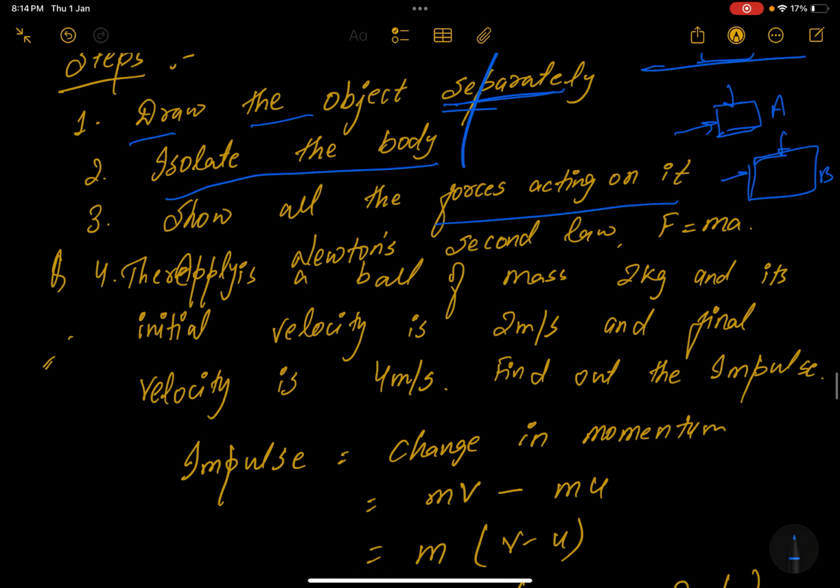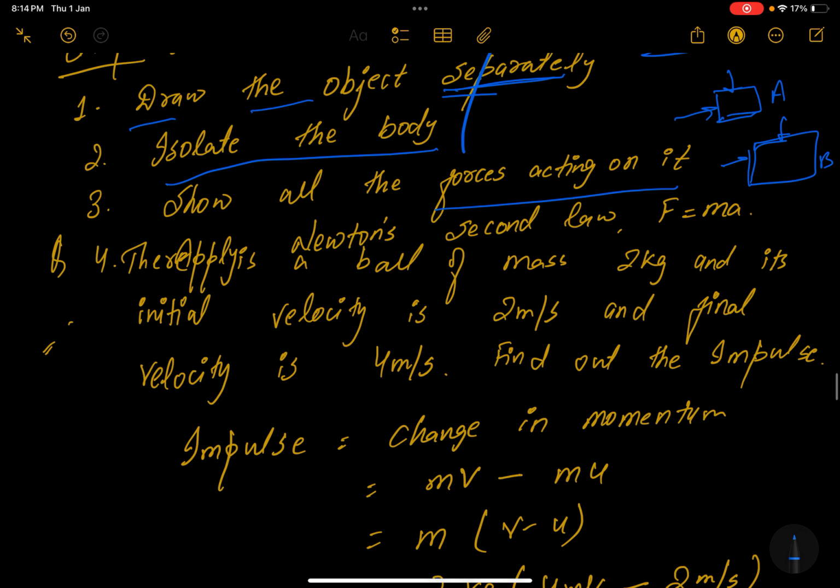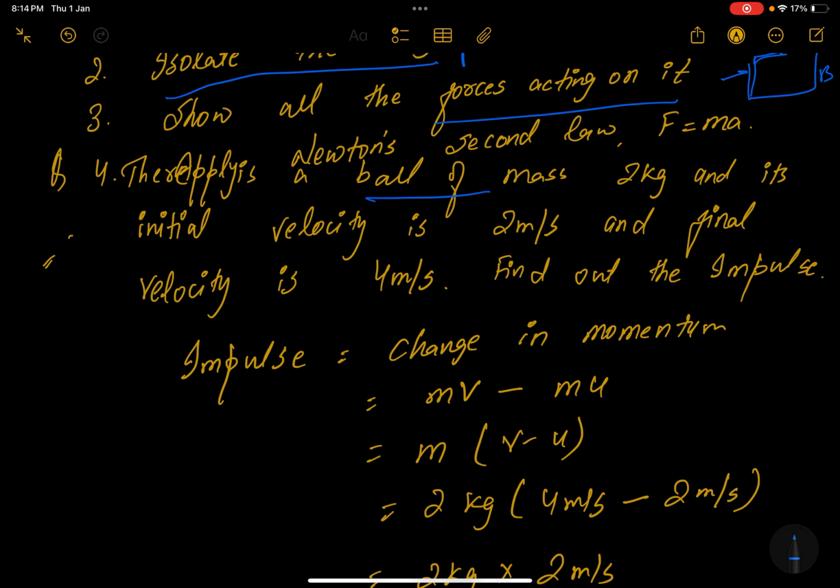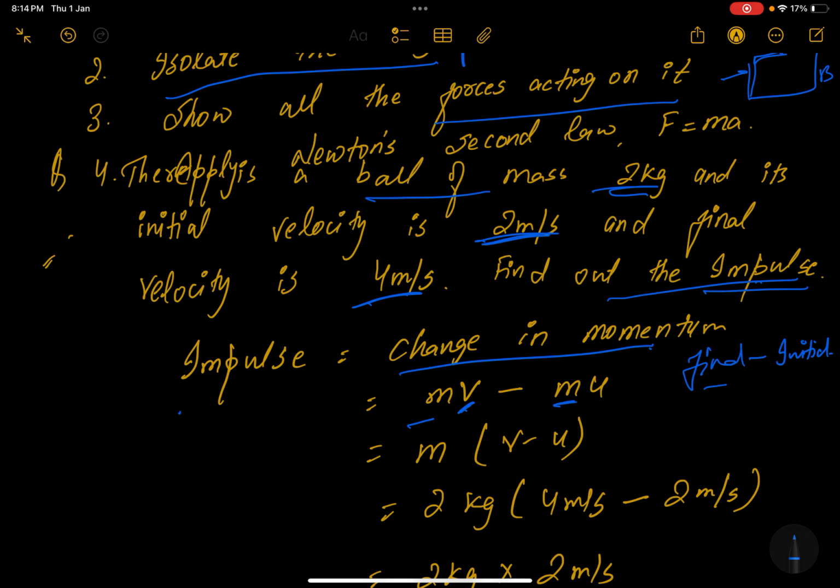So here is this question. There is a ball of mass 2 kg, its initial velocity is 2 meter per second and final velocity is 4 meter per second. Now we have to find out the impulse. What is impulse? Impulse is change in momentum. Change in momentum means final momentum minus initial momentum. So final momentum is mass into final velocity minus mass into initial velocity. Mass is the same, so we take mass common, and this is v minus u.